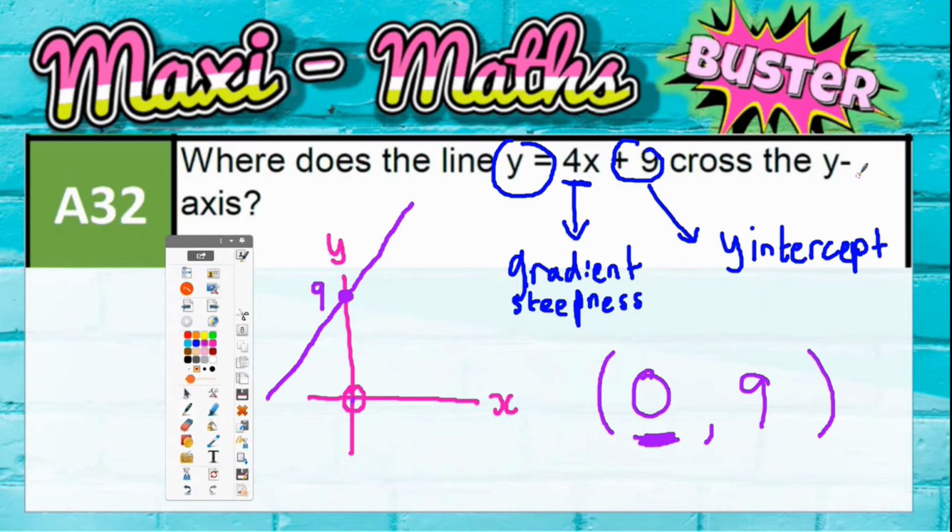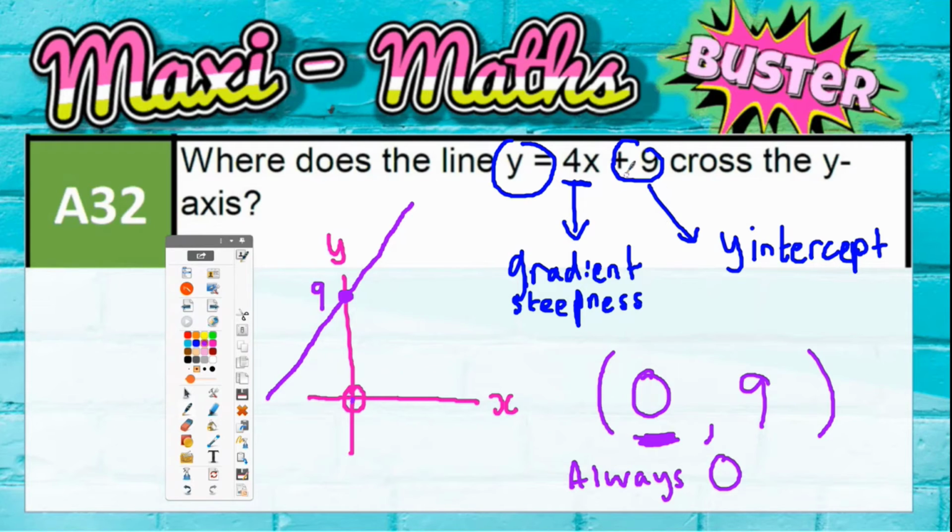In fact, any time you get asked what the y-intercept is, the first number in the coordinate is always going to be 0. Always 0. And if you think about it, it makes sense. If we're looking at where a line crosses the y-axis, any point on the y-axis is nothing along. That's why it's always 0. The only thing that does change is how far up or down the point is that you're after.